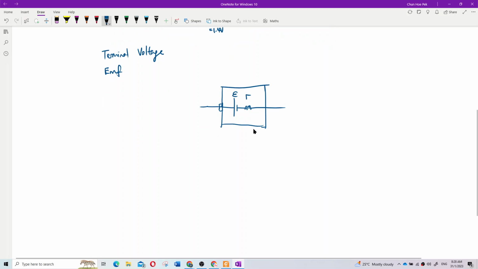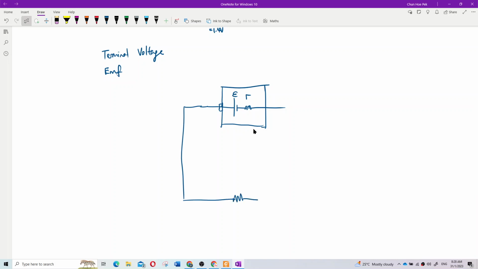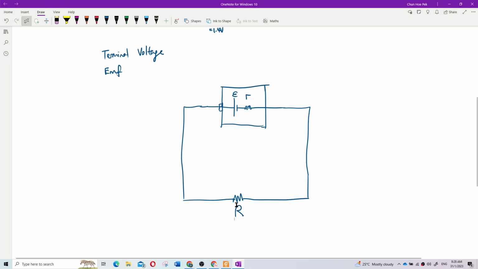This battery powers the external resistance. Let's say maybe this external resistor is a lamp, or a light. So this battery powers up the light.